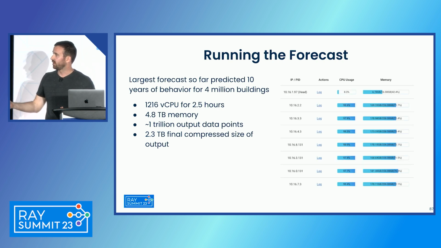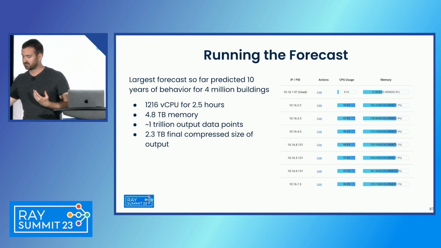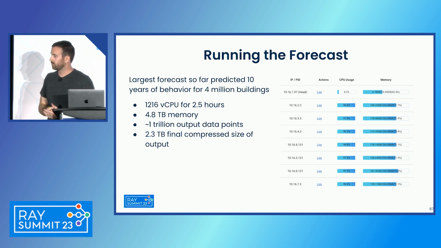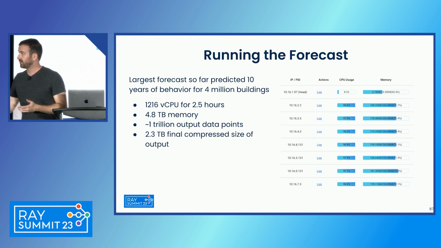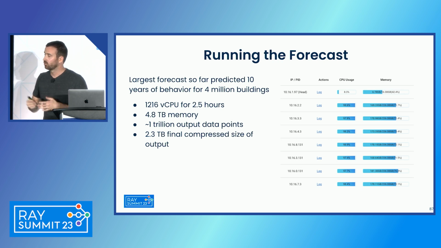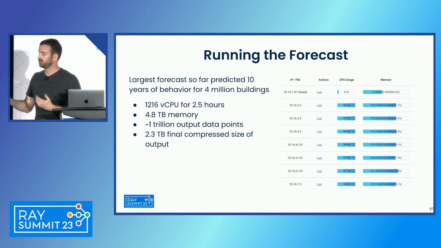You can see the Ray dashboard from when this was running. One of the things to note here is that by intelligently controlling what data gets cached where, we were able to get pretty high memory utilization, which is really nice because this helped us avoid a lot of unnecessary data shuffling, since all this data was able to stay in memory through the whole forecast.